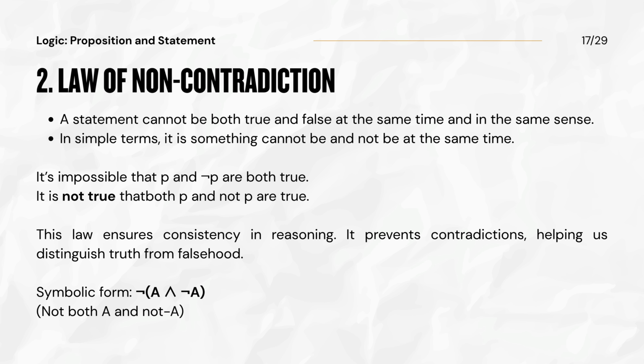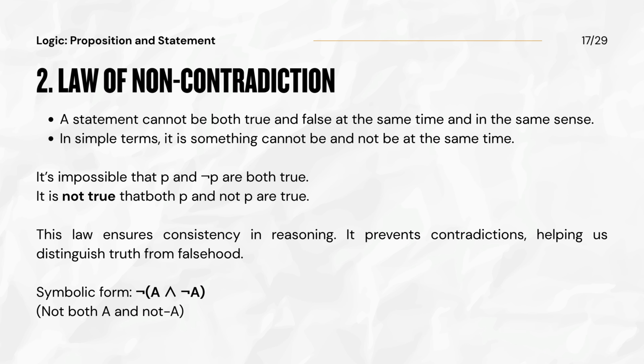So next, the second fundamental law of thought is the law of non-contradiction. According to this law, a statement cannot be both true and false at the same time and in the same sense. In simple terms, something cannot be and not be at the same time. Symbolically, we can write it as not both A and not A.